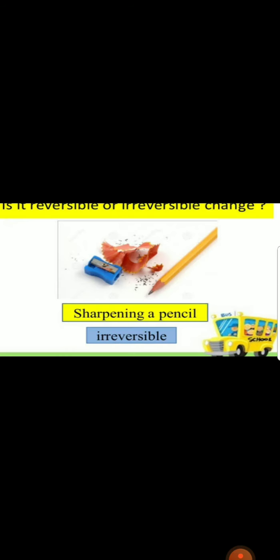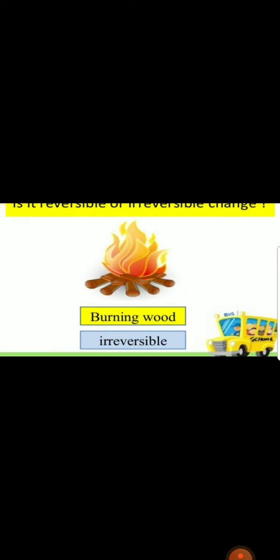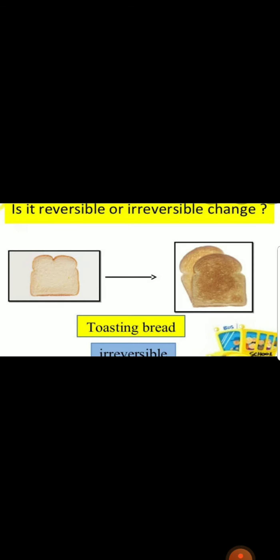Look at this. Once you sharpen a pencil, एक दफ़ा आपने पेंसिल को शार्प कर दिया, आप वापस उसको उसकी ओरिजिनल शेप में नहीं ला सकते। Look, burning of wood, एक बार आपने आग जला दी, दोबारा आप उसको वुड को वापस उसकी ओरिजिनल शेप में नहीं ला सकते। Look at this, toasting of bread, what's that? एक बार आपने ब्रेड को टोस्ट कर दिया, आप उसको वापस उसकी ओरिजिनल शेप में नहीं ला सकते। So these are all examples of irreversible changes.